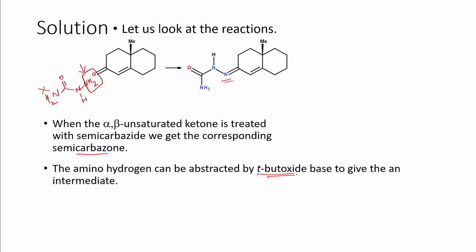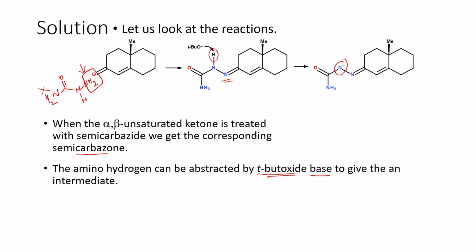What is the role of a tertiary butoxide? Tertiary butoxide is a base. So what will a base do? Base will abstract the most acidic proton. So here we have this hydrogen, that is the acidic hydrogen. So the tertiary butoxide basically abstracts that hydrogen to give the anion. The nitrogen anion is actually formed in this particular case.